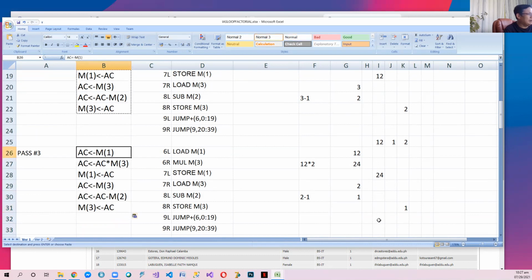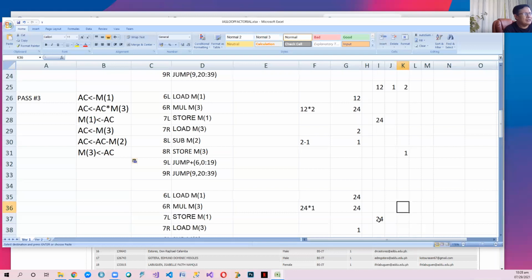So anyway, let's do that. Our M1 is 12, our M2 is 1, our M3 is 2. Okay, you follow? So load M1, M1 is 12, so AC receives 12. Mul M3, M3 is 2, so we will actually have 12 times 2. So the accumulator becomes 24. We store M1, so our next partial product is 24. And then we compute the next multiplier, load M3. So M3 is 2. We subtract M2, which is 1. So the next multiplier is now 1.